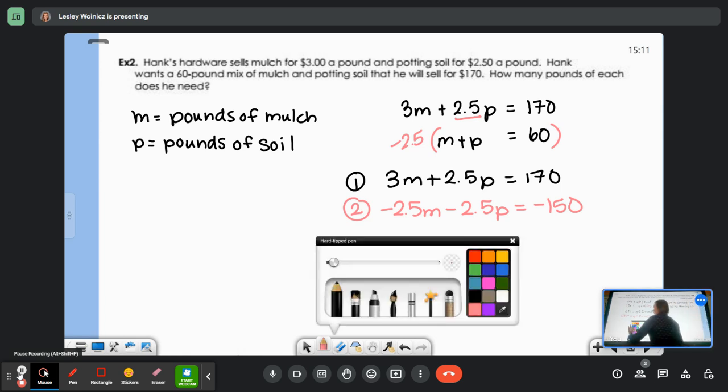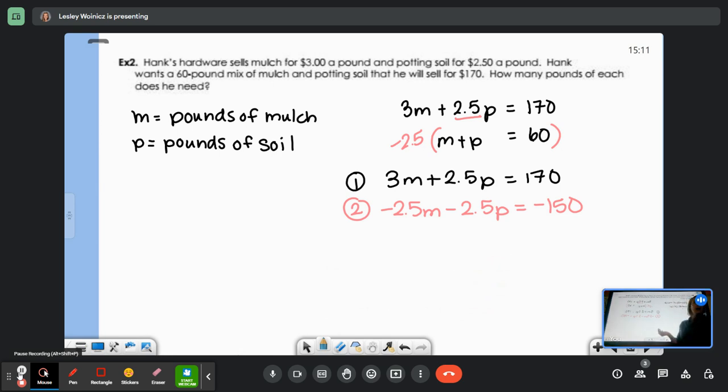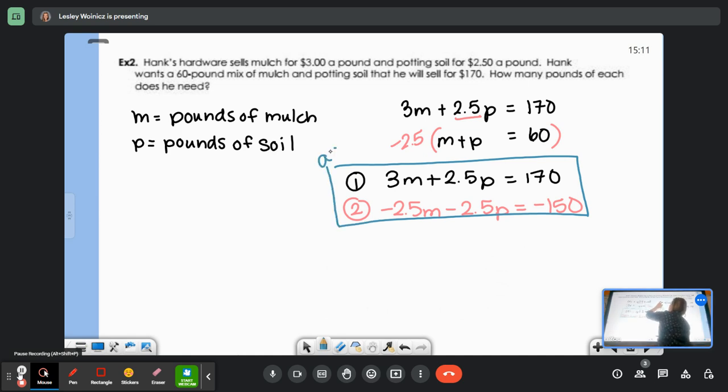Okay. Now, I could have added before, but it wouldn't have helped me because nothing would have canceled. Okay, now I'm going to add my equations together. So 3m minus 2.5m, that gives me 0.5m. My p's are gone, they cancel. 170 minus 150, 20.